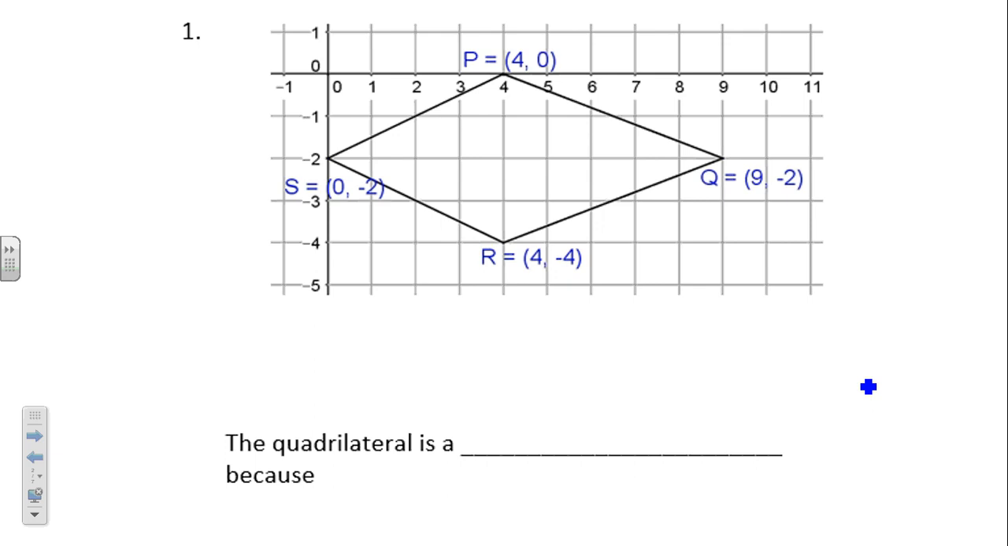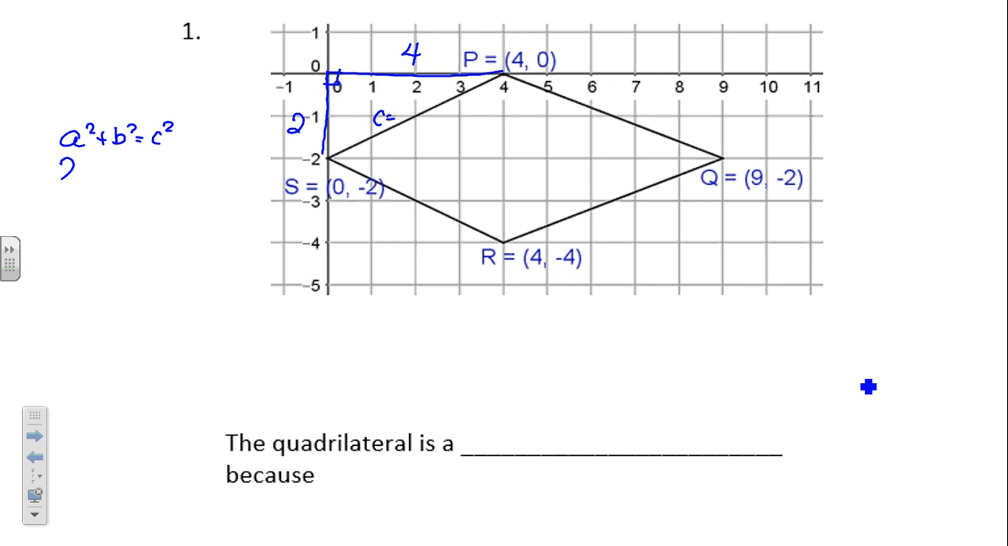From negative 0, negative 2, up to 4, 0 is we've gone up 2 and we've gone right 4. Okay? And we've made a right triangle. So when we make a right triangle, rather than use the distance formula to find the length of that segment, we can use the Pythagorean theorem. Pythagorean theorem says a squared plus b squared is c squared.